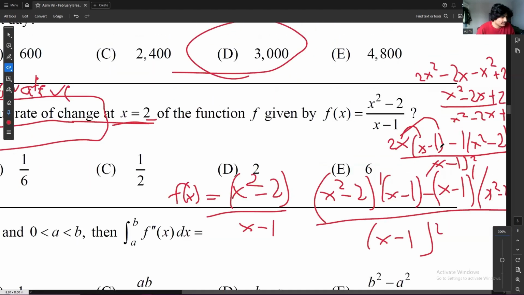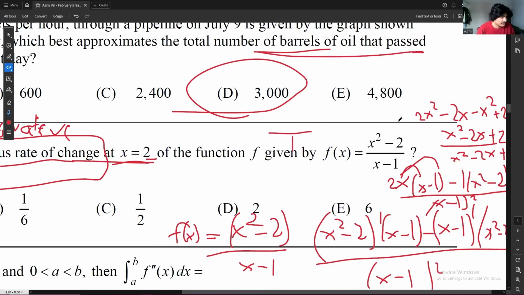Actually, I didn't need to even open this, so anyway, in the bottom we're gonna have 1, in the top we're gonna have 2 squared minus 2 times 2 plus 2, and this will end up being 4 minus 4, 0, 2 over 1, which is D.